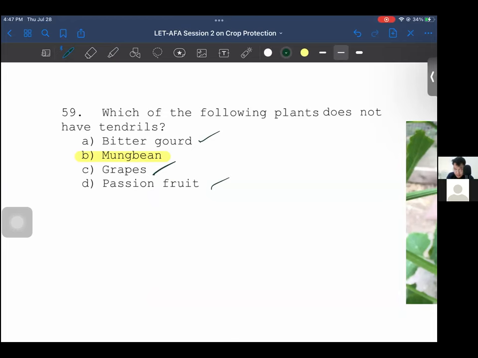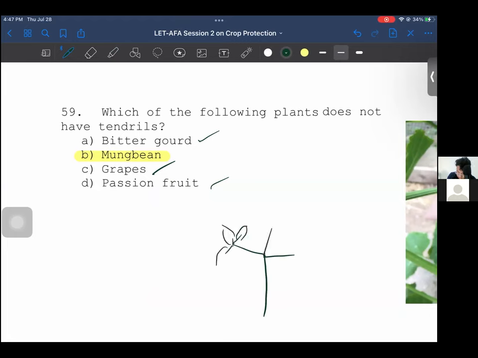And even passion fruit. Ang mung bean, ang growth ng mung bean ay hindi siya vine. Para siyang ganito. Tapos na ganito, may tatlong ganun. Ayan, parang ganito ang growth ng mung bean. Tapos, parang marami pang dahon dito, dito tutubo yung pods. Black pods. Ayan. So, wala silang tendrils, hindi sila nagpo-form ng ganitong structure.